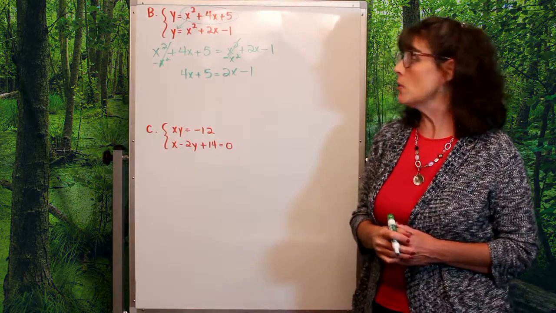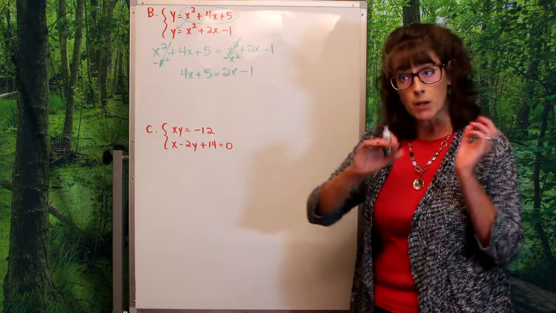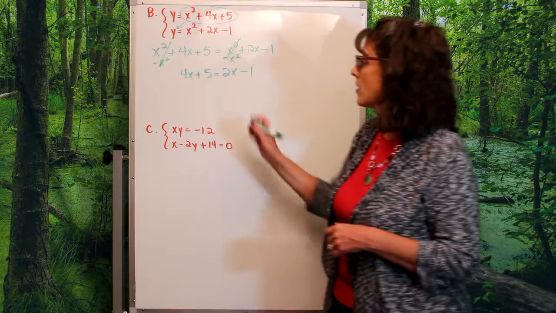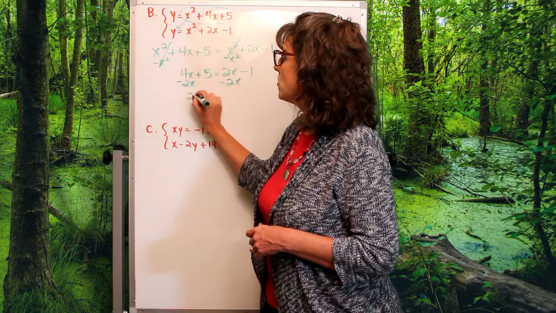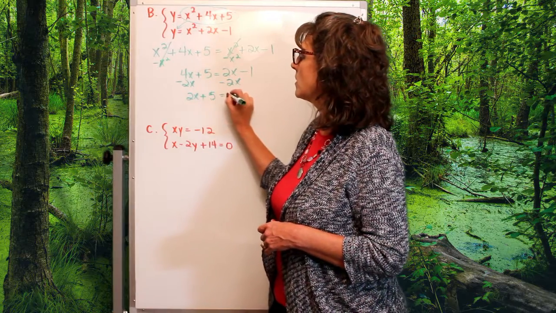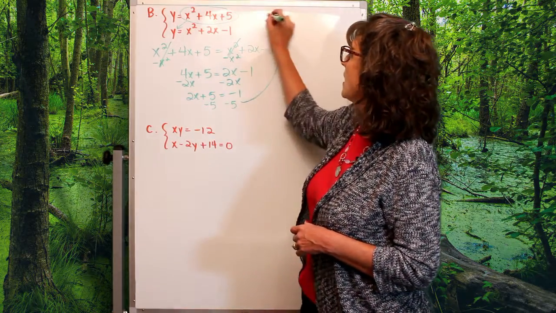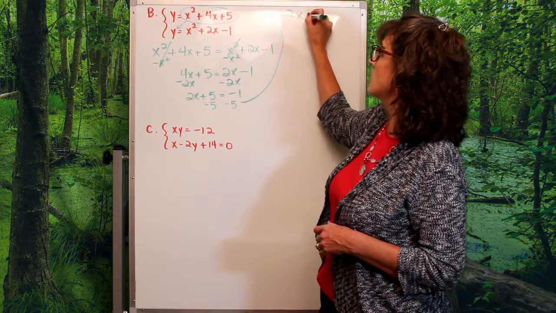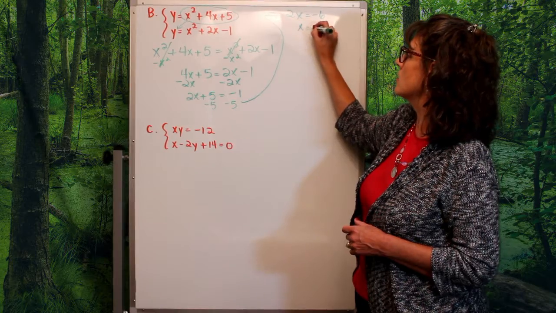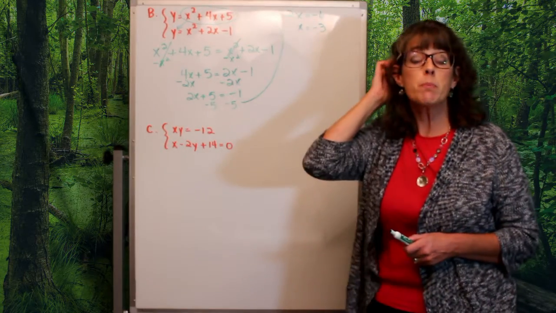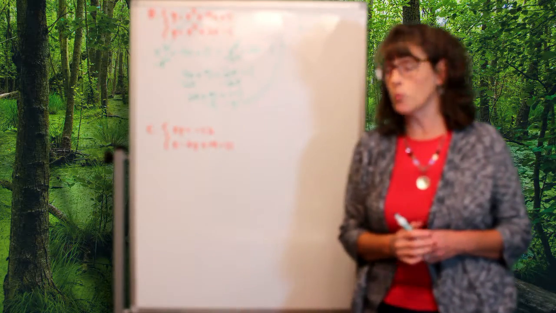And now, okay, it's down to linear. So I'm going to get all my like terms on one side. I'm going to get all my variables on one side, constants on the other. So I'm going to subtract a 2x, and that will give me 2x plus 5 equal to -1. I'm going to subtract the 5, and when I do that, I will end up with 2x equals -6. And when I divide by 2, I get x equals -3. So it appears that there is only one solution to this system and not more than one.